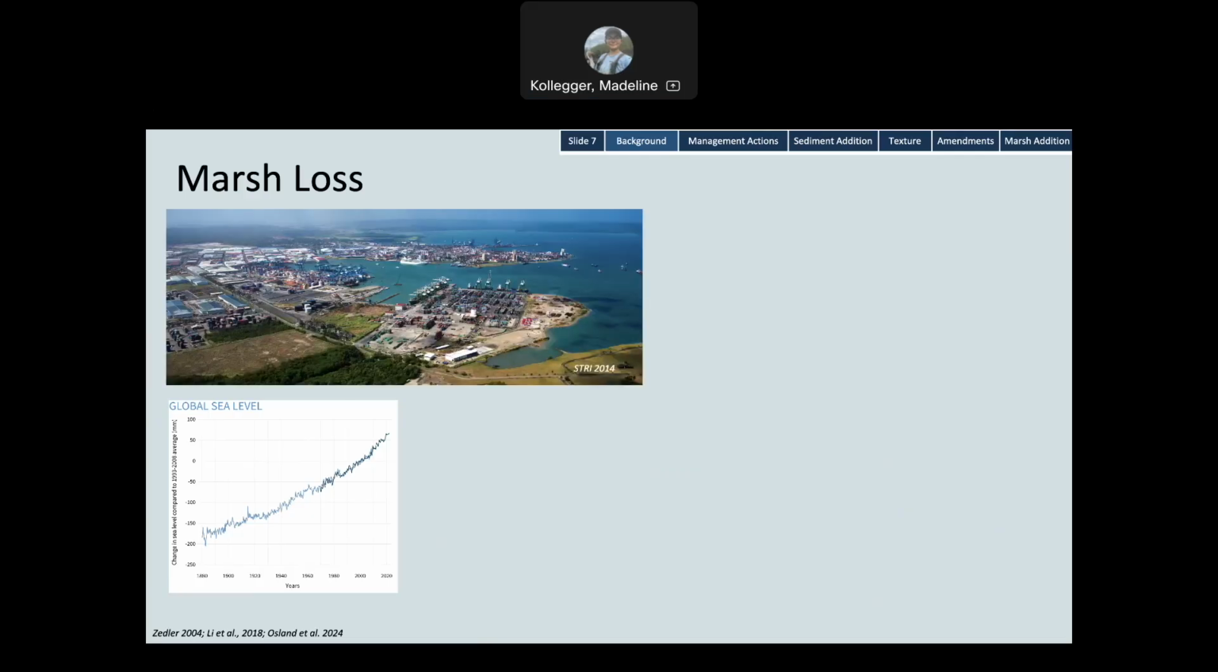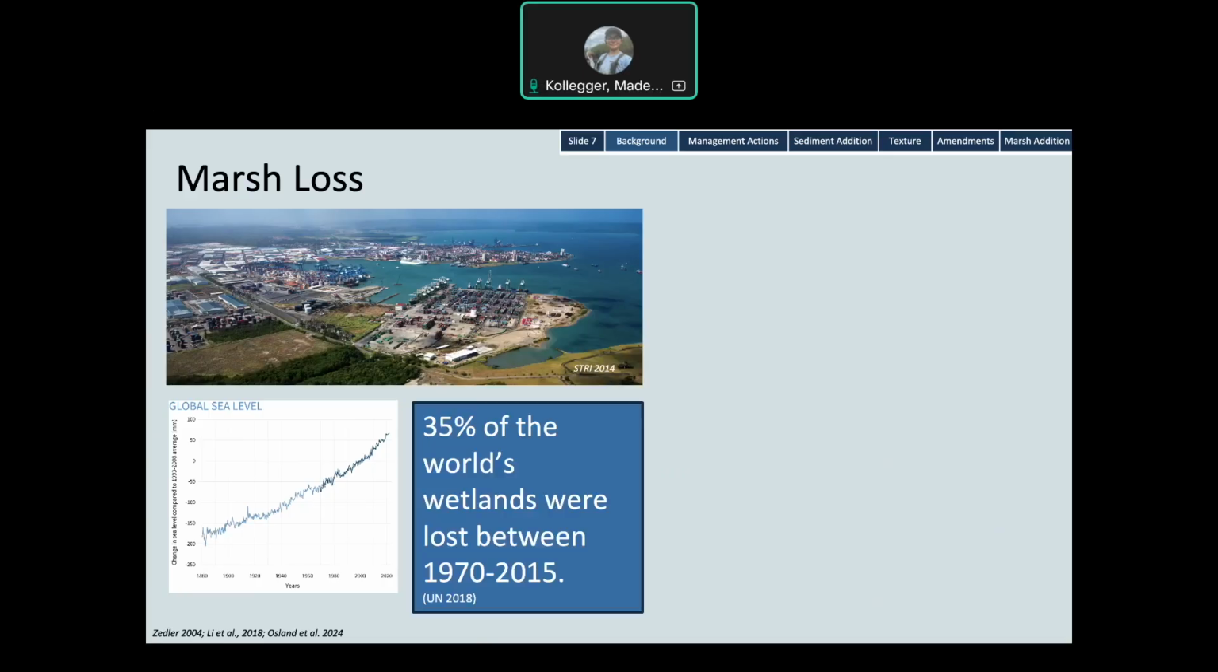As well as coastal development. And that combination of coastal development and rising sea level means that you can see that the sea level is rising. Between the sea level rise and coastal development from humans, we have lost 35% of the world's coastal wetlands between 1970 and 2015, with even more being lost before that.